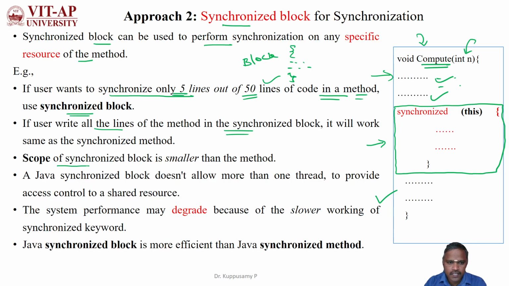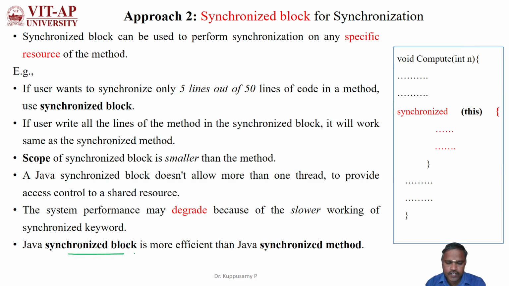The scope of the synchronized block is smaller than the synchronized method, because only a part of the code in the method implements the synchronization concept. A Java synchronized block does not allow more than one thread to access this number of statements for sharing the resource. The system performance may degrade because of the slower working of the synchronized keyword in the block.